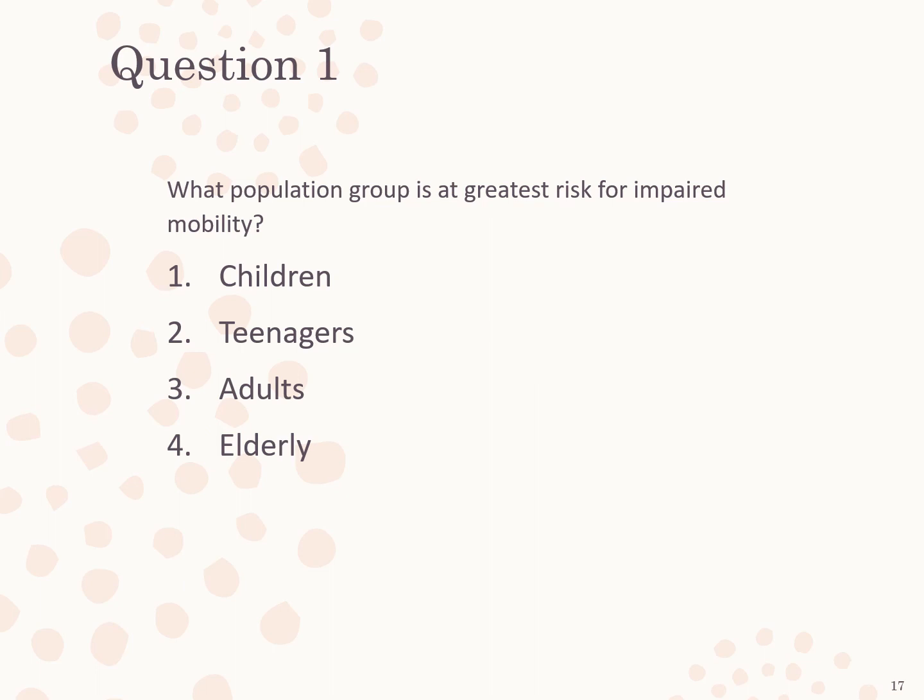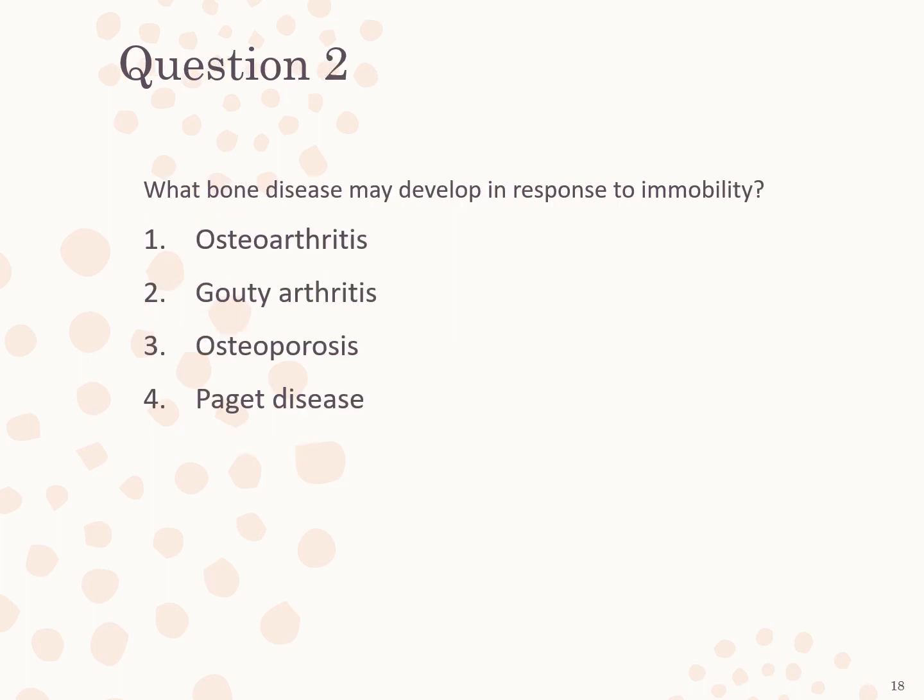Question number 1. What population group is at greatest risk for impaired mobility? The answer is 4. Because of the effects of aging, the population group at greatest risk for impaired mobility is older adults.